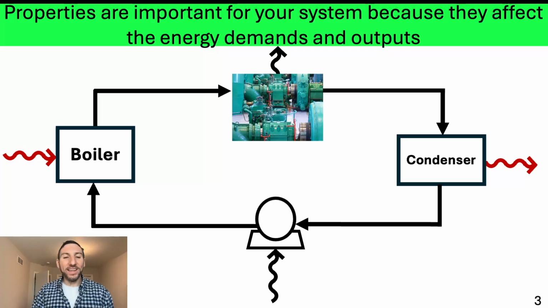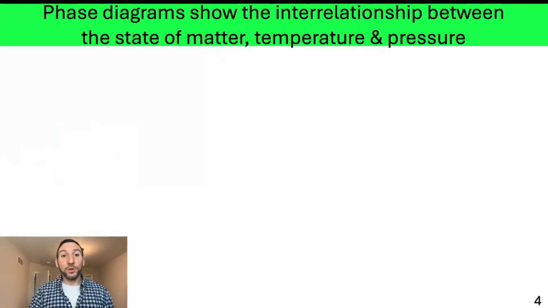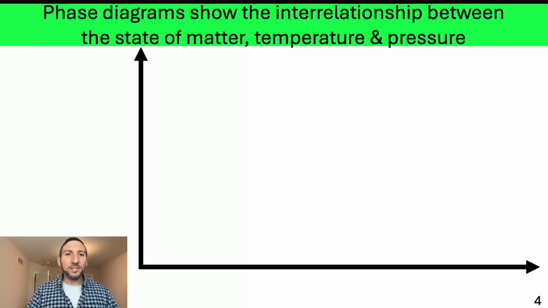And that's where the phase diagram comes in, because it shows this interrelationship between your phase as well as temperature and pressure. And that later leads into when we do energy calculations, how much energy we'll get out, as well as how much energy we need to put into different situations. So with our phase diagram, on the y-axis, we're going to have pressure. On the x-axis, we have temperature.